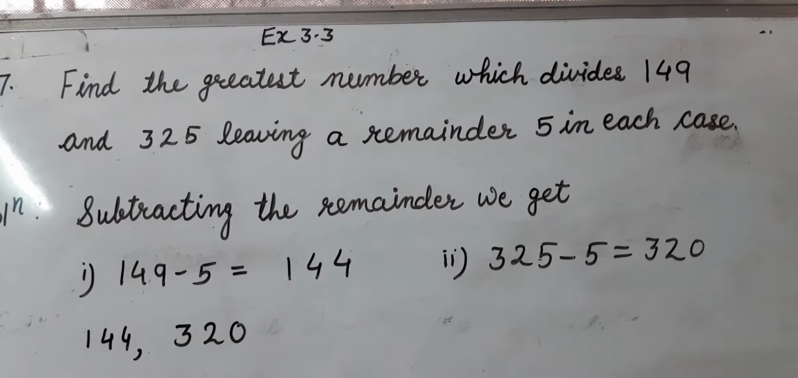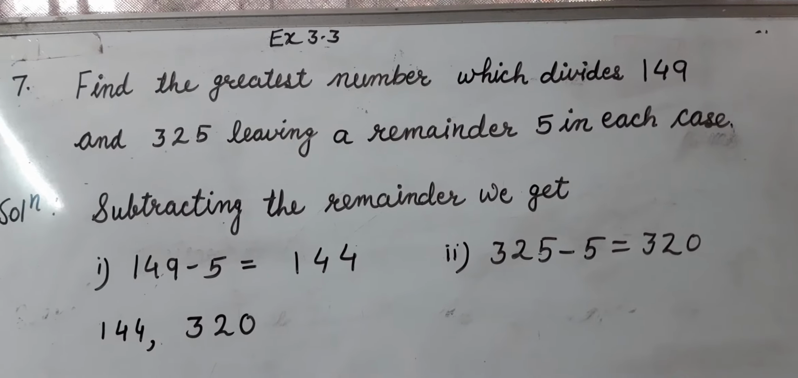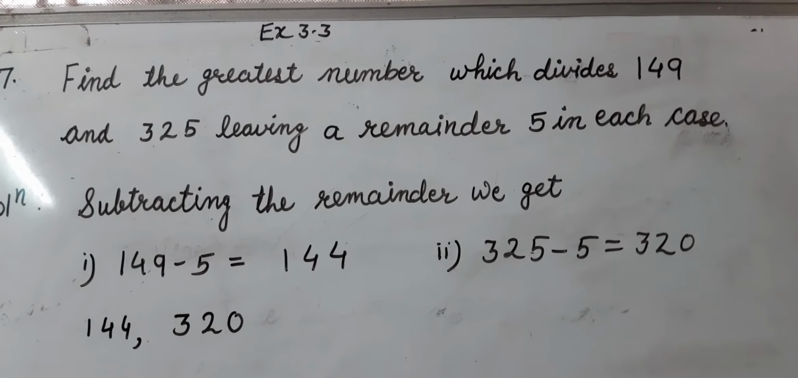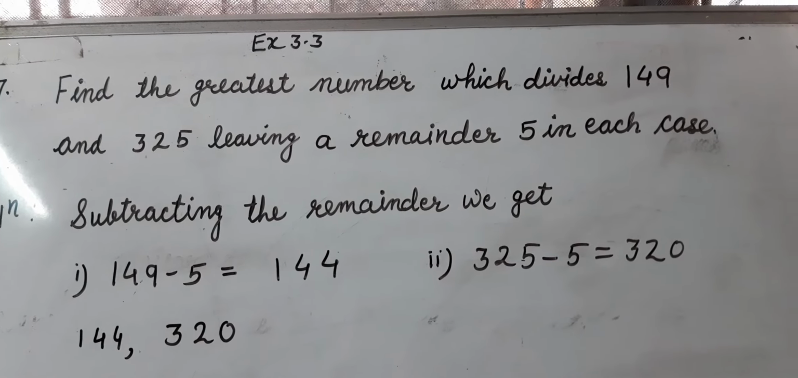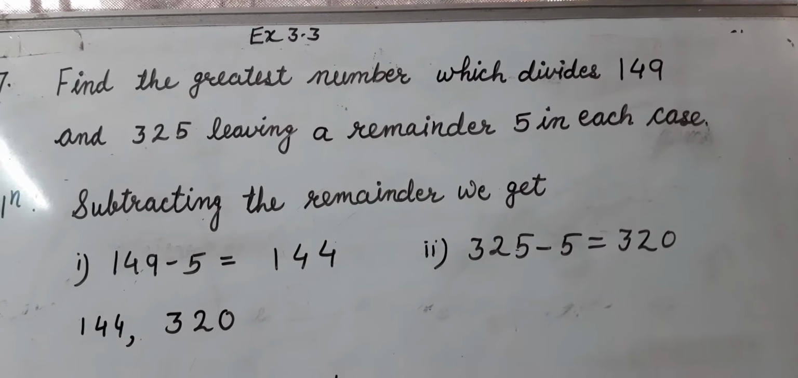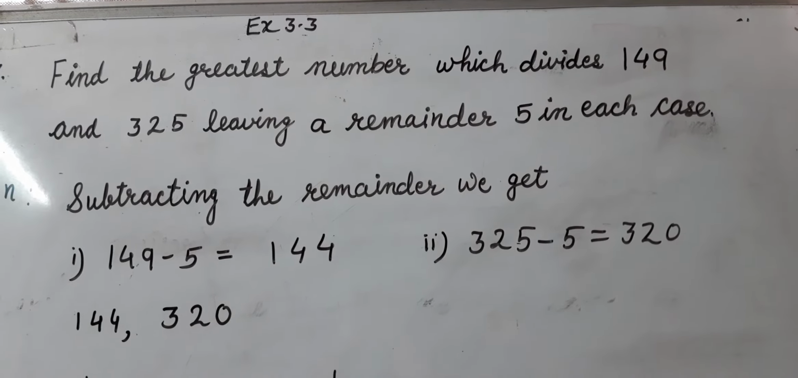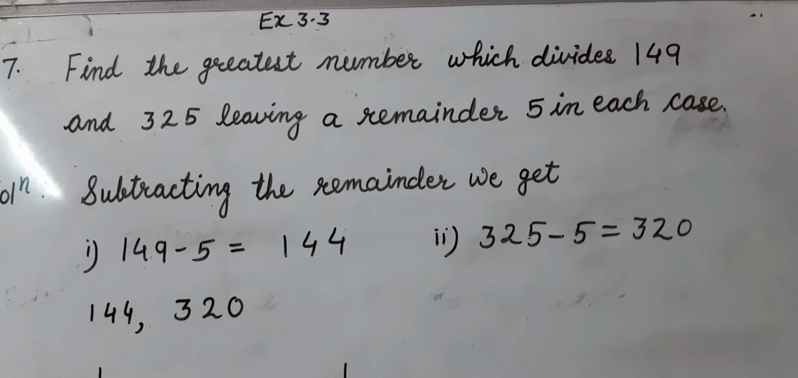Subtracting the remainder, from both 149 and 325 we have to subtract 5, because it will be a remainder, and we have to find the greatest number which will divide 149 and 325, leaving a remainder of 5. As it is given leaving a remainder, the first step will be to subtract the remainder from the given numbers.